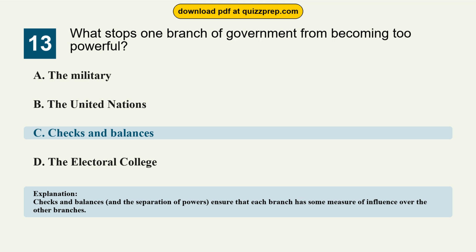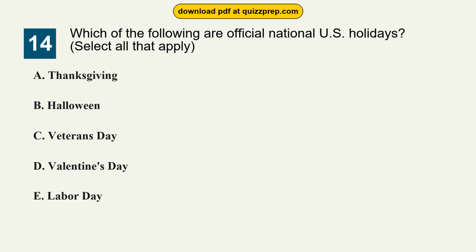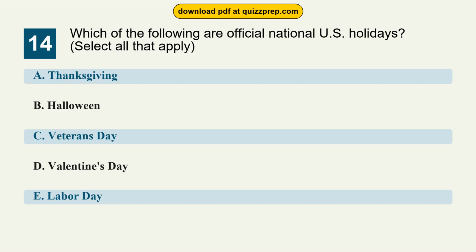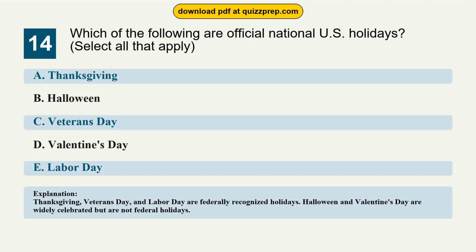Question 14. Which of the following are official national U.S. holidays? Option A. Thanksgiving. Option B. Halloween. Option C. Veterans Day. Option D. Valentine's Day. Option E. Labor Day. The correct answers are options A and C and E. Thanksgiving, Veterans Day, and Labor Day are federally recognized holidays. Halloween and Valentine's Day are widely celebrated but are not federal holidays.